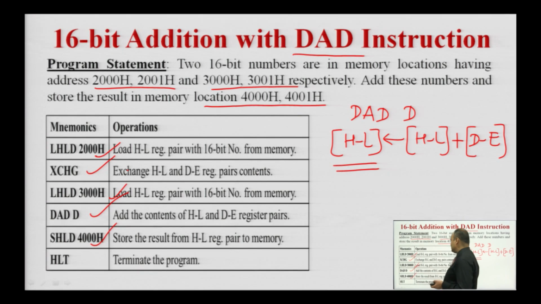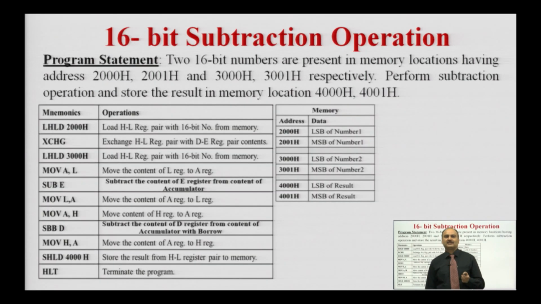With the help of the SHLD instruction, the content of the HL register pair is stored into the two consecutive memory locations having addresses 4000H and 4001H, and finally we terminate the program with the help of the HLT instruction.